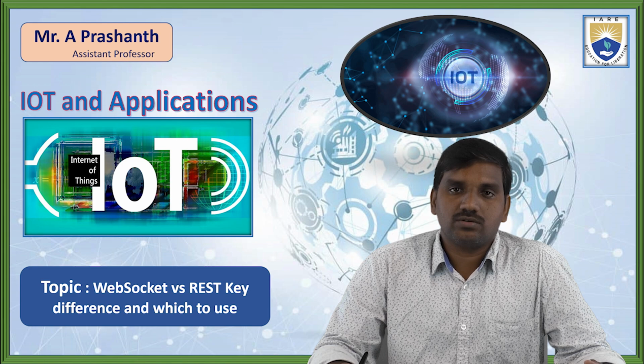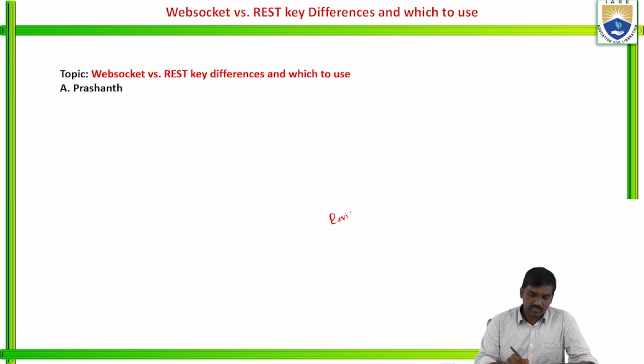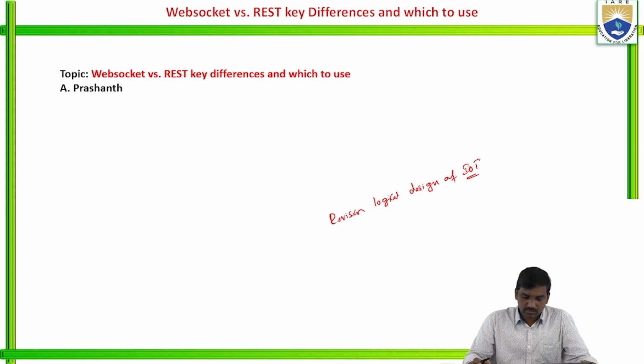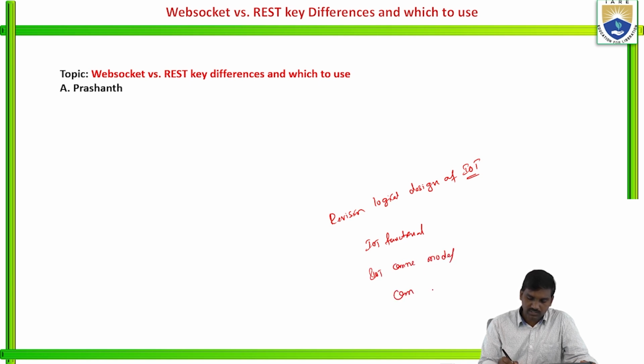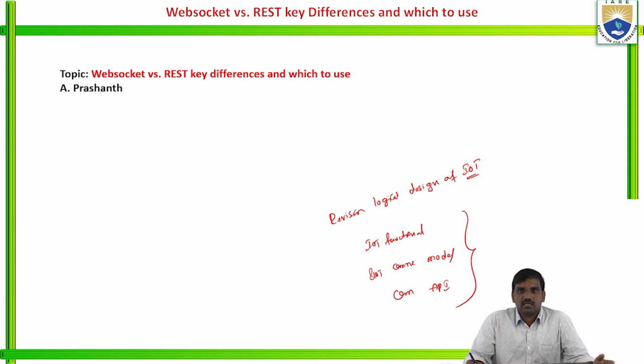In the last lecture, I completed the revision topic on logical design of IoT. Under logical design of IoT, we have IoT functional blocks, IoT communication models, and communication APIs. So these are the three topics under logical design of IoT.